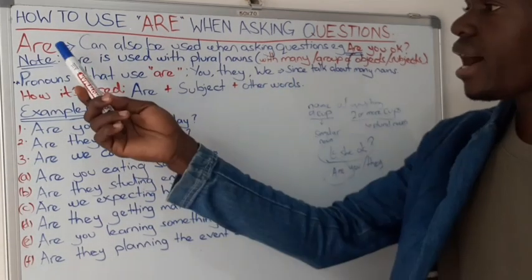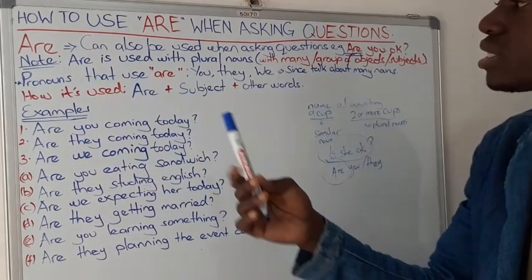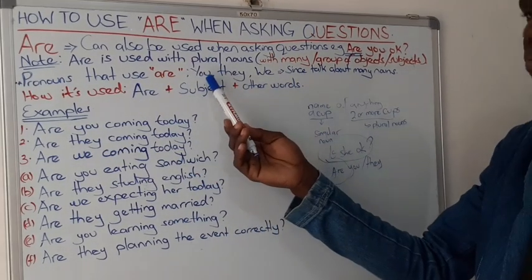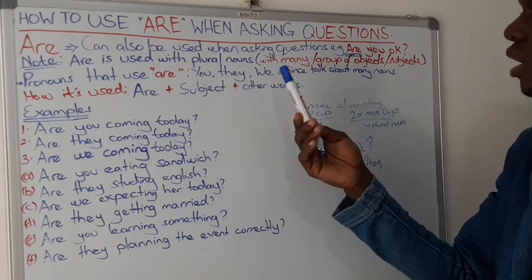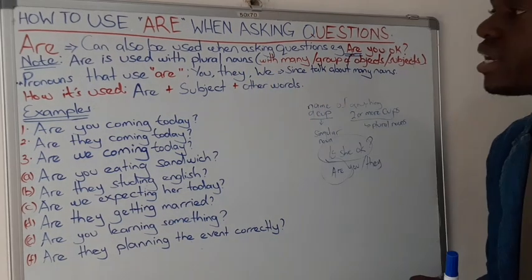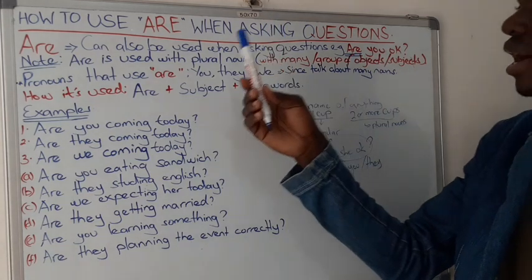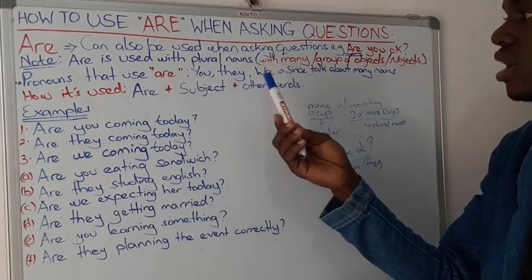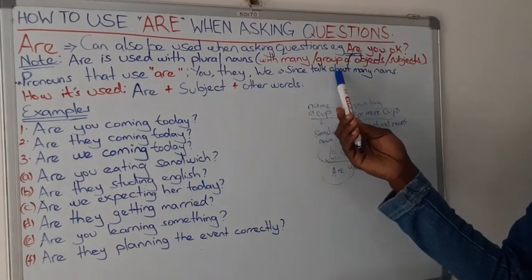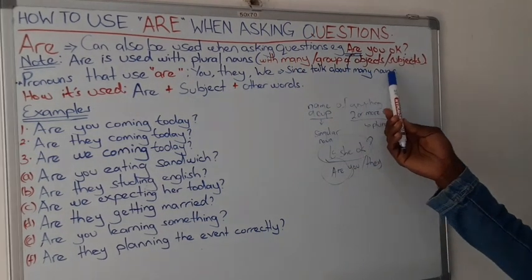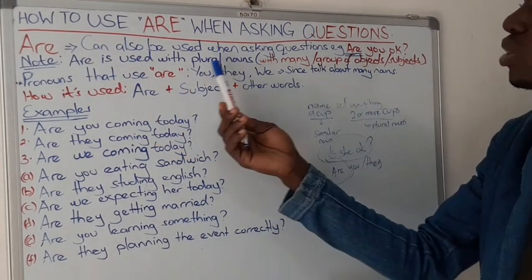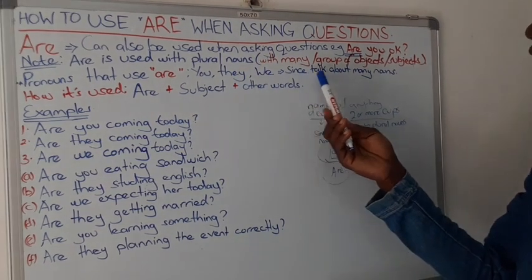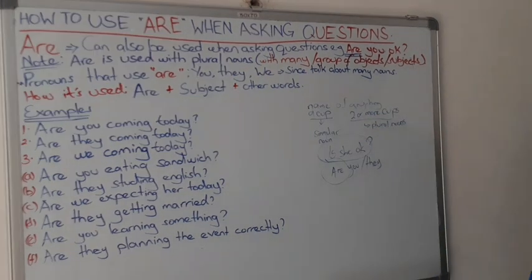Okay. Also note "are" is used with the pronouns you, they, we. Once again, the pronouns that use "are" are you, they, we. Since these talk about many nouns, and we've said "are" is used with plural nouns, the pronouns you, they, we talk about many nouns.